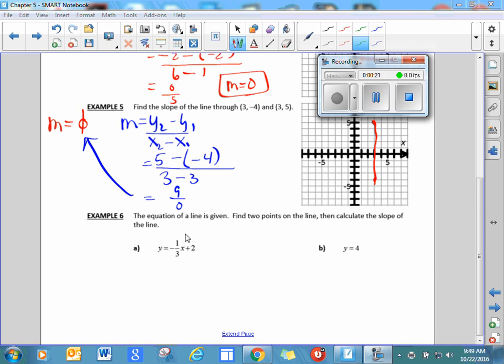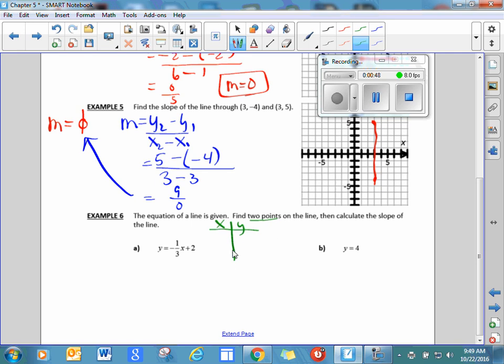They tell us the equation of a line, and we've got two different equations here. Find 2 points on the line, then calculate the slope of the line. In order to find 2 points on the line, we are going to have to make a t-chart. For this one, I'm going to pick any x I want and calculate the y, the output that's associated with it. It says find 2 points, and that's all we need to calculate a slope.